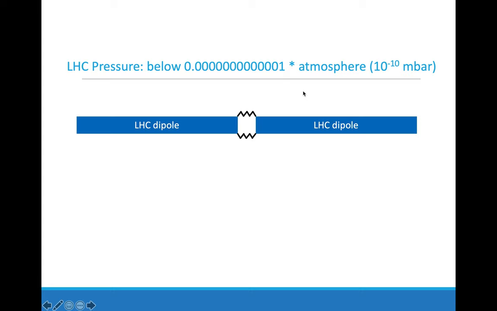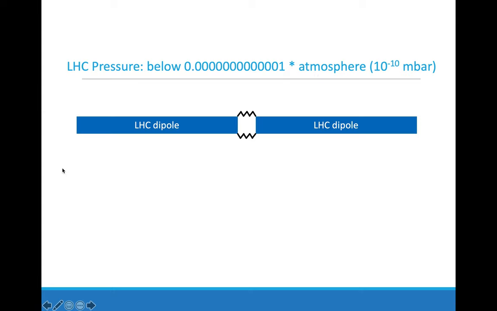So we express the pressure in units of millibars most often, and a typical pressure for the LHC would be 10 to the minus 9, 10 to the minus 10 millibar, which is less than a millionth of the atmospheric pressure.